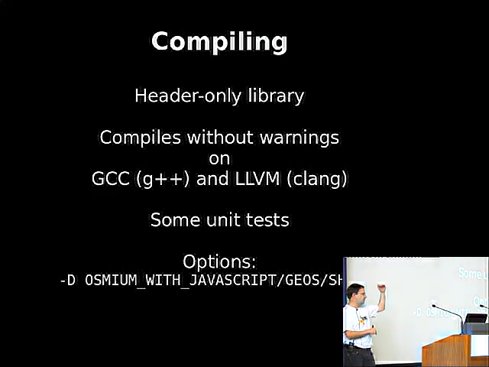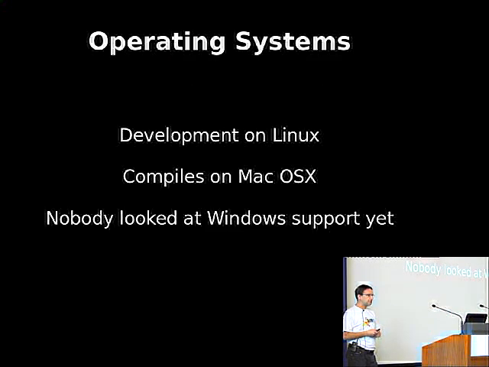Because if you look in the README, the list of dependencies is quite large. There are lots of dependencies on external libraries, but all of those are only needed for specific cases. And if you're not interested in, for instance, writing shapefiles, you don't need to compile with shapelib, and then that dependency goes away. It compiles without warnings on GCC and LLVM. And there are even some unit tests, although a lot more are needed.